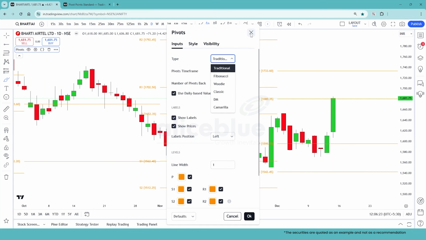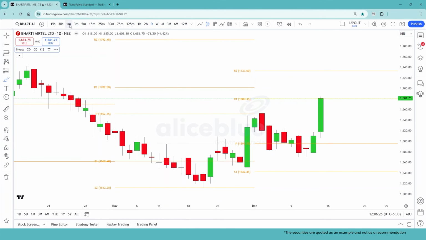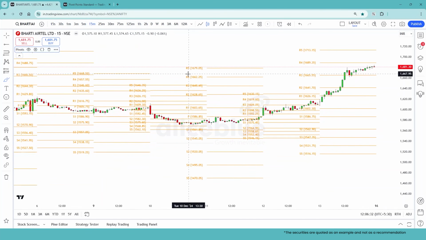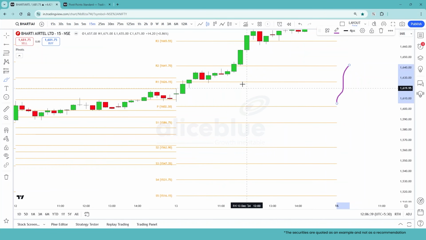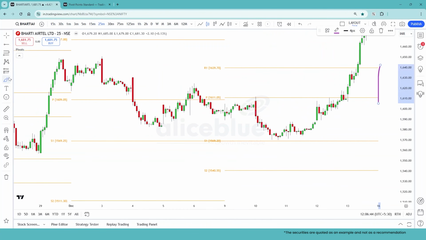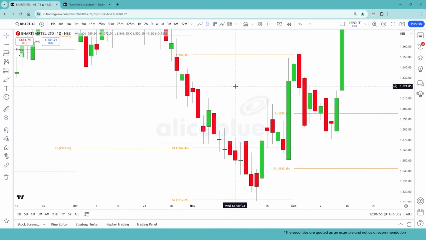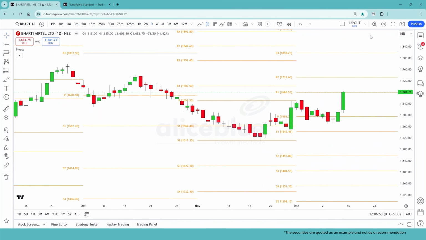If you're using intraday, then you can use 1 minute, 3 minute, 5 minute, and up to 15 minutes of time frame to plot a pivot point based on the previous day's high, low, and close. If it goes over 15 minutes, then you'll end up with weekly pivot points instead. Similarly, if you come over here to the daily time frame, then you will get monthly pivots, meaning the high and low per month.